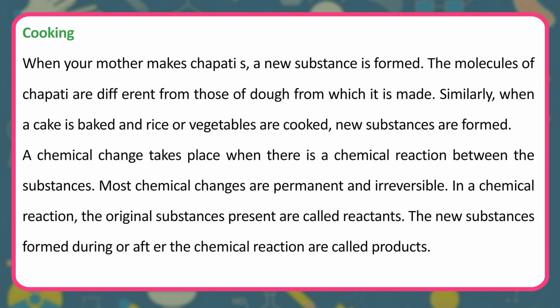A chemical change takes place when there is a chemical reaction between the substances. Most chemical changes are permanent and irreversible. In a chemical reaction, the original substances present are called reactants. The new substances formed during or after the chemical reaction are called products.